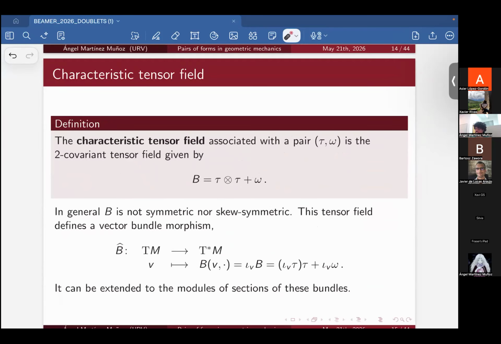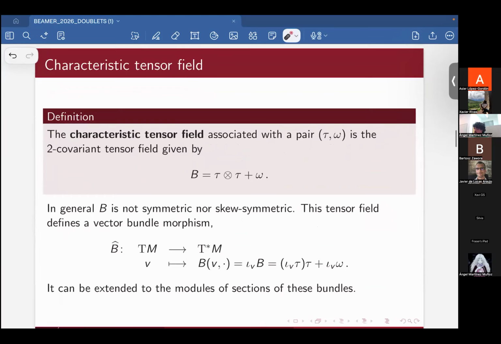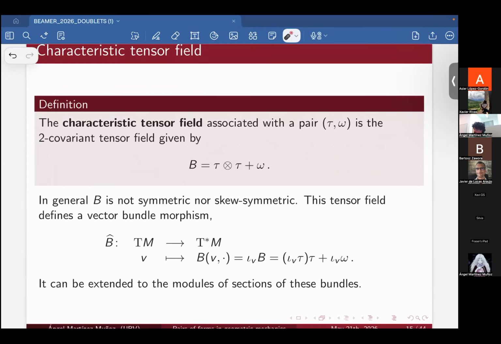It's about the geometrical objects that we can associate with these doublets. So the first one, and I would say the most important one, is what we call the characteristic tensor field. You will see why in the next slide. The characteristic tensor field associated with a pair tau omega is the two covariant tensor field defined by this expression here. You're probably familiar with this expression, for example, if you've worked in contact mechanics. So this would be, again, a generalization of that.